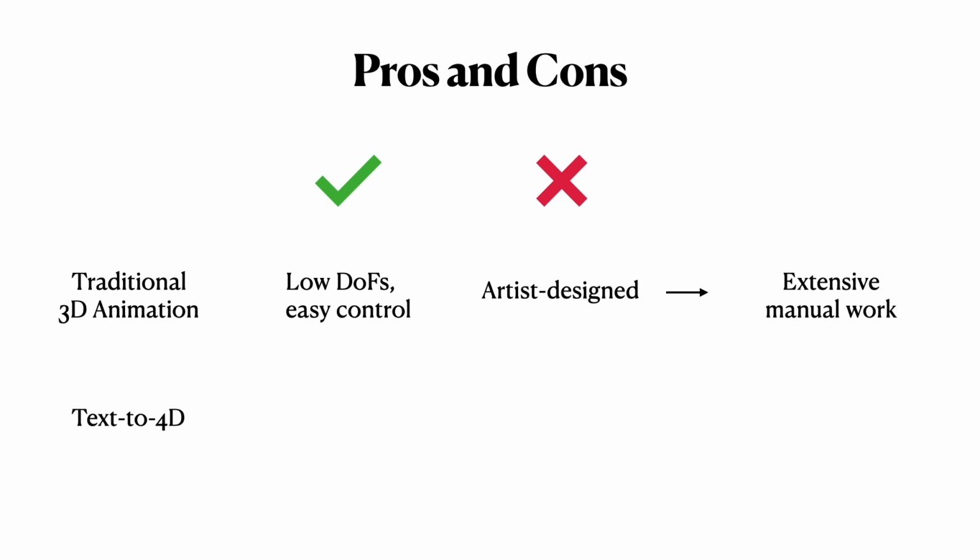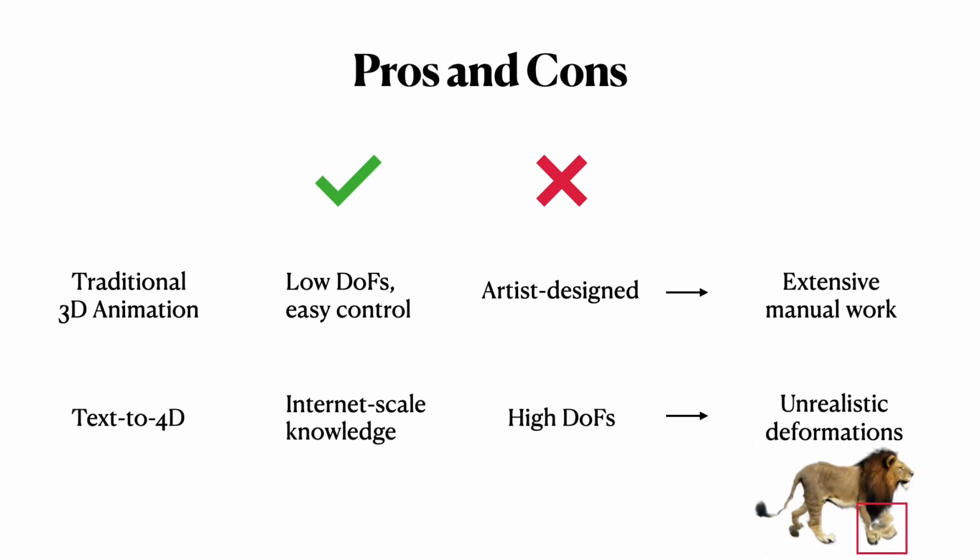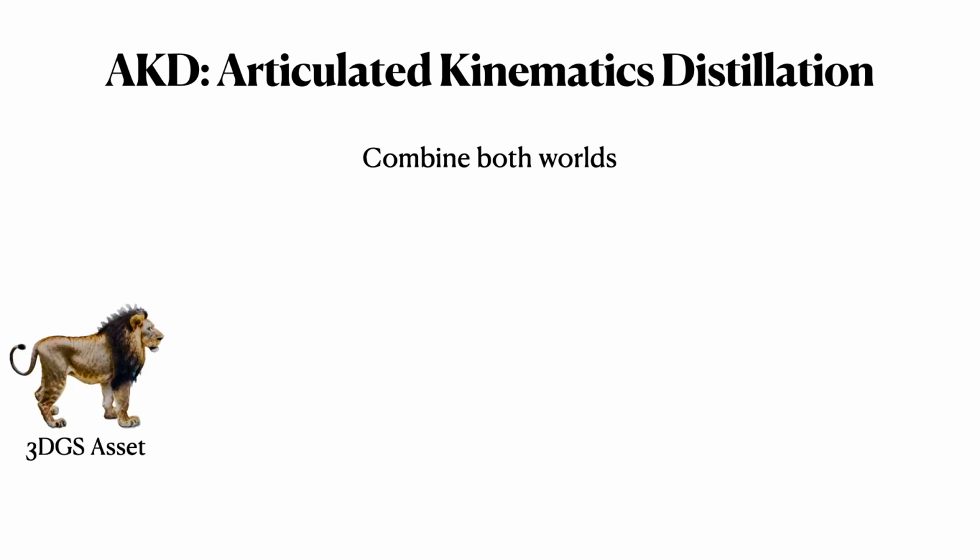On the other hand, text-to-4D generation leverages internet-scale knowledge, but its high degrees of freedom often result in unrealistic deformations. We introduce AKD, Articulated Kinematics Distillation, to seamlessly blend the strengths of both worlds. We take a 3D GS asset from text-to-3D systems and embed a low-DoF bone system for motion control.